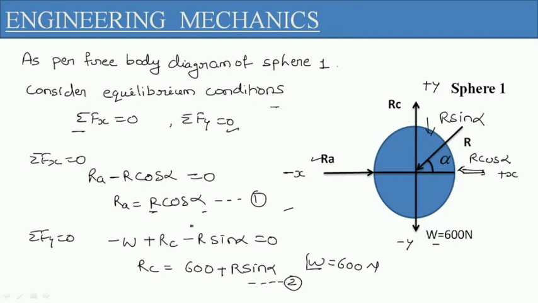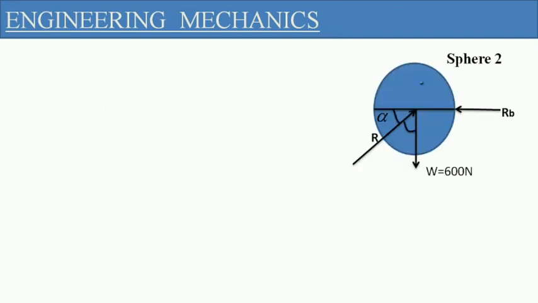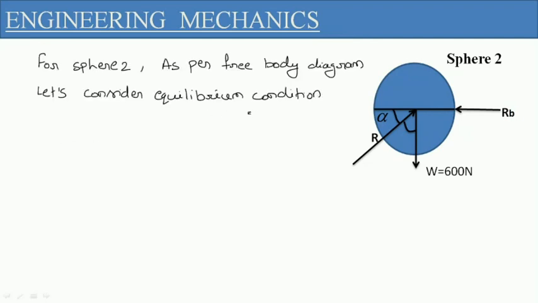So what we will do, we will define the value of R with the help of another free body diagram for sphere 2. So let's consider this sphere 2, and here we have the free body diagram. Let's consider both equilibrium conditions, summation of Fx equals 0 and summation of Fy equals 0. So one by one I am taking these conditions.